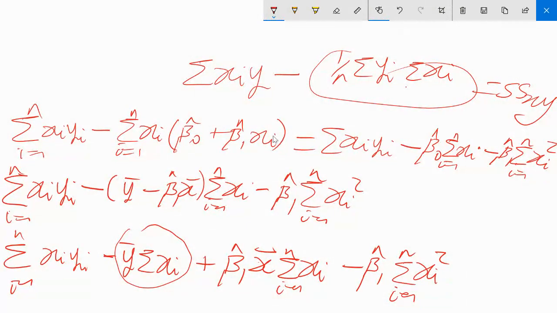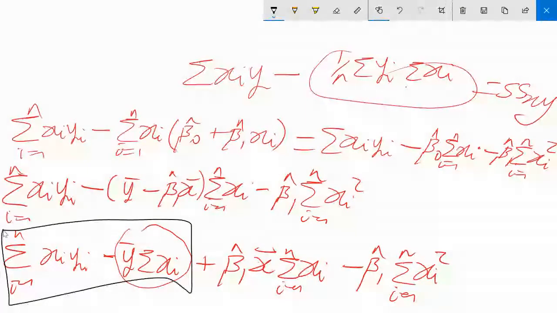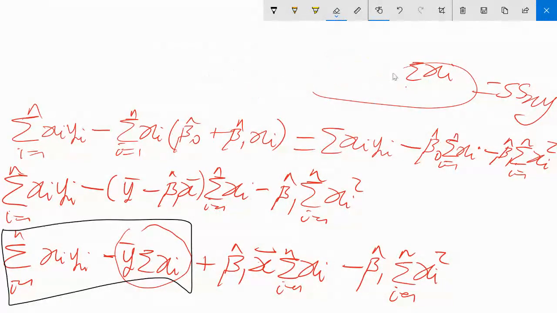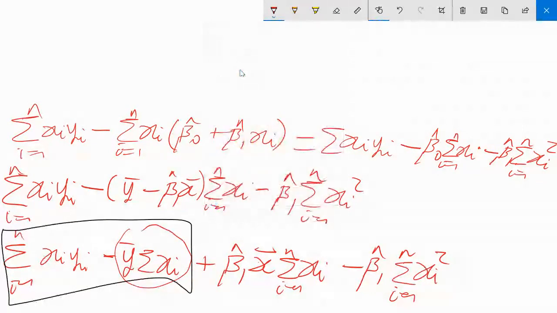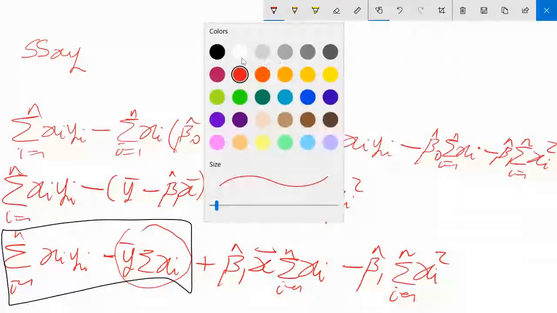Yes, sir. Thank you very much. So I'm going to change this. Let me use a different color. So this term is nothing but SSxy. So I'm going to write that as SSxy. Let me go back to red. So we have SSxy.